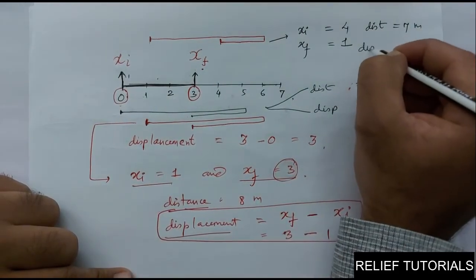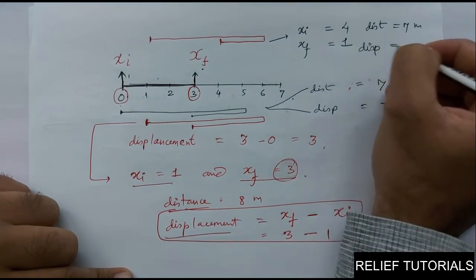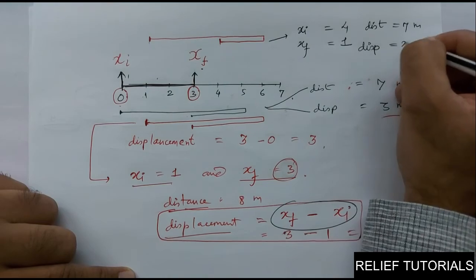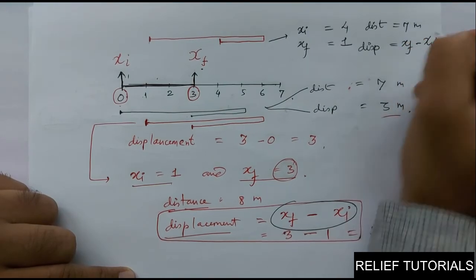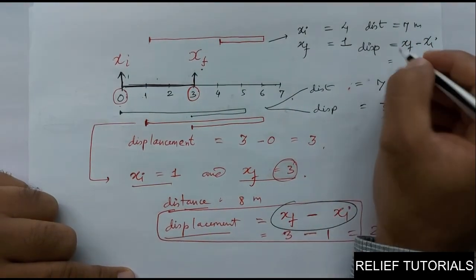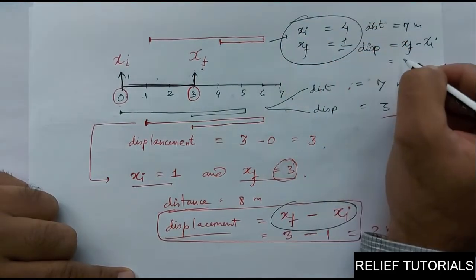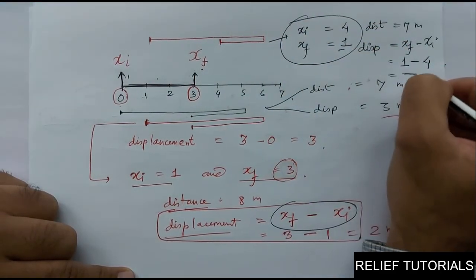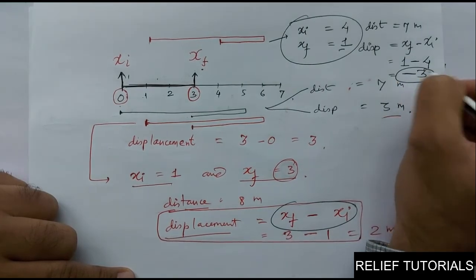And displacement means we have a formula now. XF, look at here, XF minus XI. So what is XF? Look at these observations. XF is 1 minus XI is 4. So your answer is minus 3 meter.